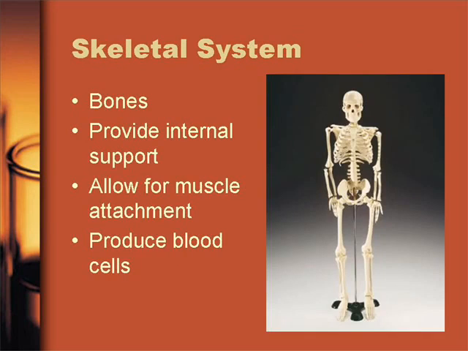Okay, next we have the skeletal system. The main structure in this are your bones, of course, any of your bones. Now, they provide internal support, allow for muscle attachment, and produce blood cells. So connections to other systems for this are pretty straightforward. Allowing for muscle attachment, of course, relates to the muscular system, and production of blood cells relates to the circulatory system.